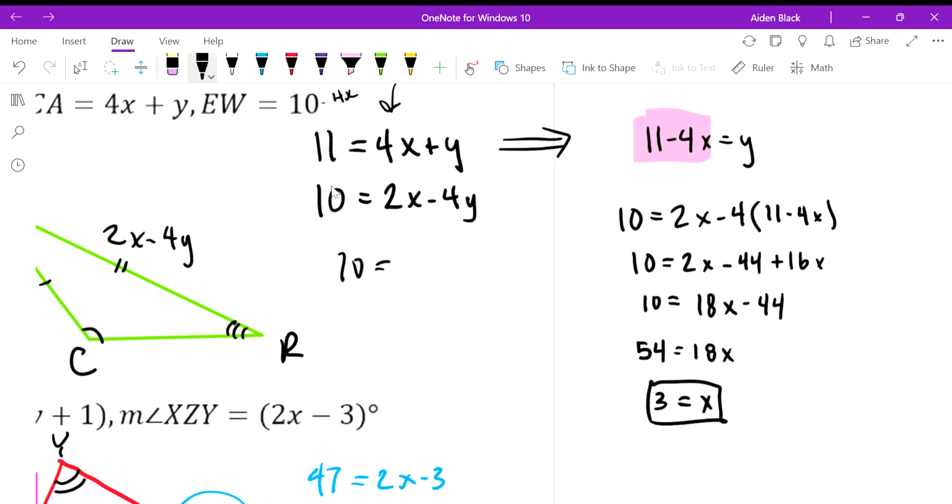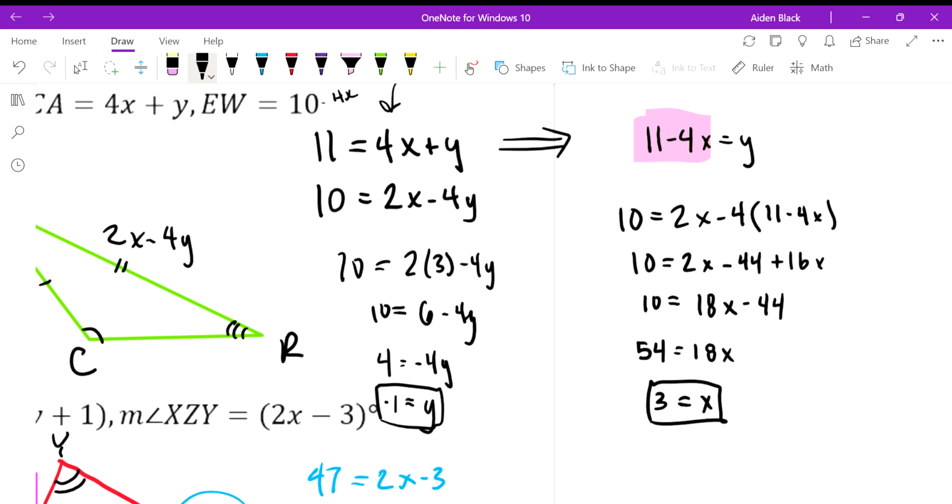So I'll do it with the second equation, 2 times 3 minus 4y. This is me plugging in 3 for x. Then I get 6 minus 4y equals 10. If I subtract 6 from both sides, I get 4 is equal to negative 4y. Divide both sides by negative 4, and I get y equals negative 1. So I get my x and my y here.